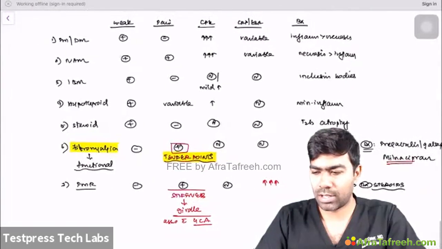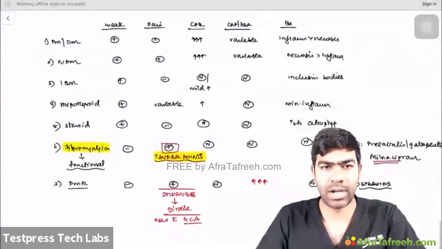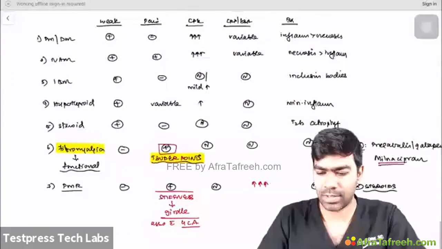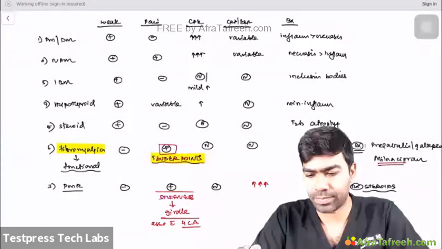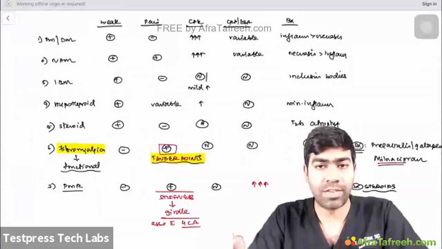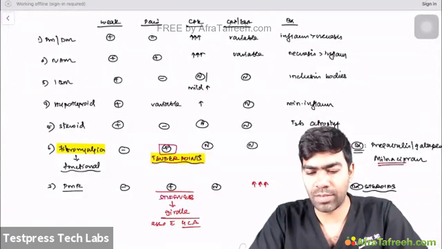So I think this must settle the debate, isn't it? As much as possible. So this should help you to understand. So what are the different disorders that affect the muscles and how will you differentiate them?